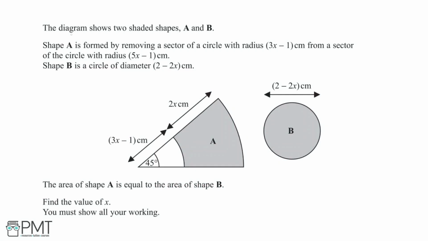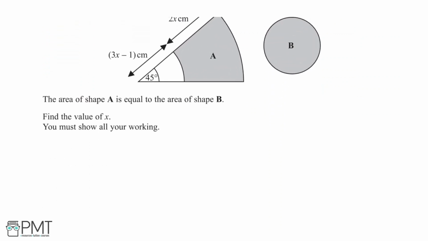We are told the diagram shows two shaded shapes A and B. Shape A is formed by removing a sector of a circle that has radius 3x minus 1 centimeters from a sector of the circle with radius 5x minus 1 centimeters. And shape B is a circle of diameter 2 minus 2x centimeters. We are then told the area of shape A is equal to the area of shape B, and we have to find the value of x, showing all our working. And this question is worth 5 marks, okay?